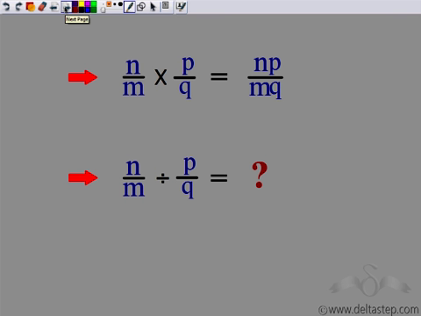So we've seen how to multiply two rational numbers, any two rational numbers. Now let's see how we divide two rational numbers. Let me recall that division was nothing but a reverse operation of multiplication. So let's look at this.